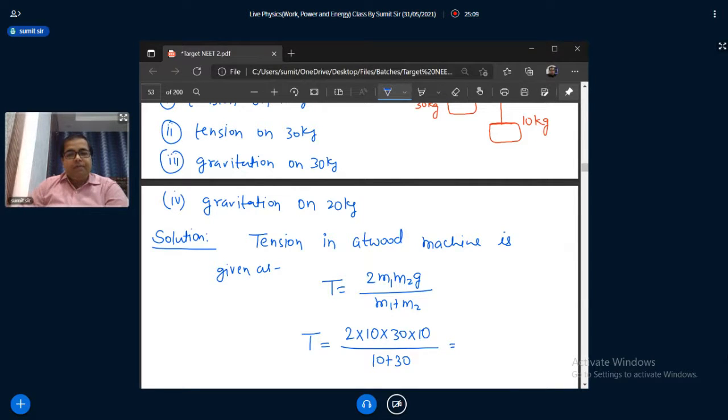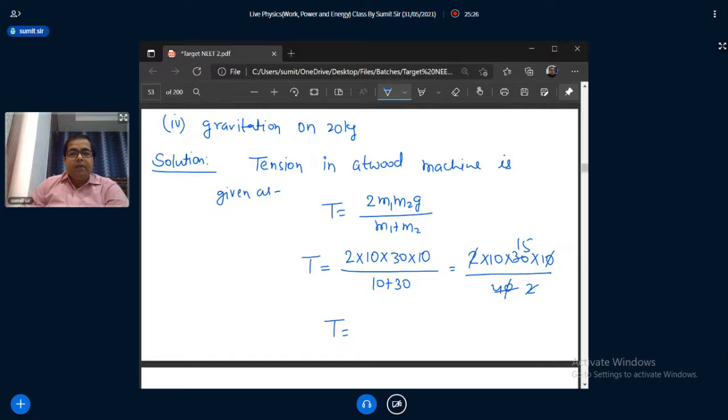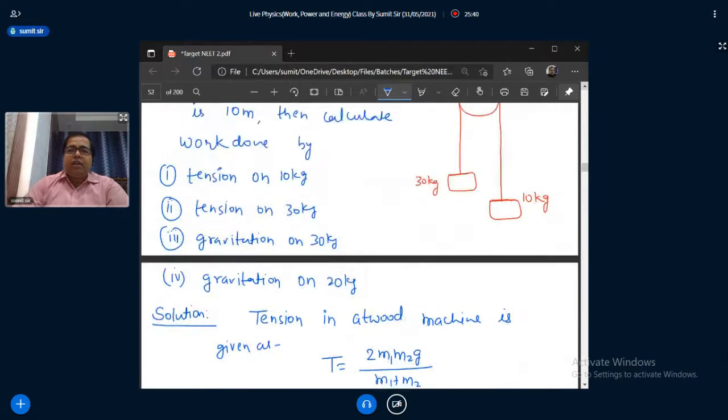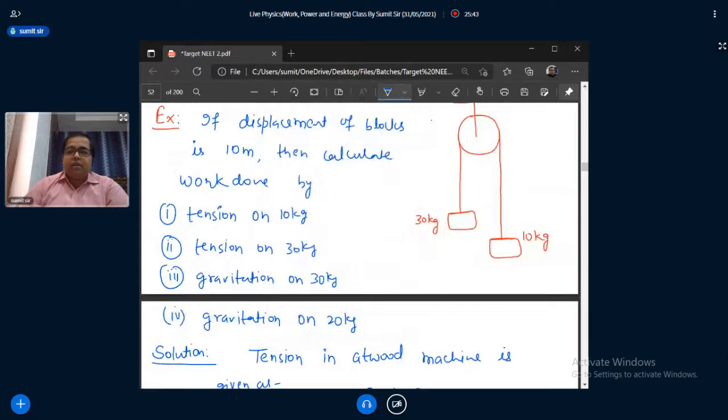So we have 2 into 10 into 30 into 10 divided by 40. It is cancelled with 2 times, and this is 15. So tension is equal to 150 Newton. How did you calculate 100 Newton? It is 150 Newton. So the forces acting are, write down all the forces.